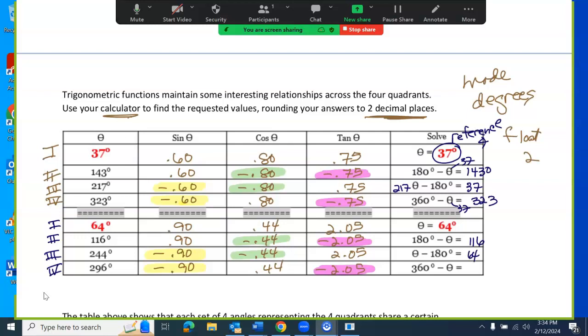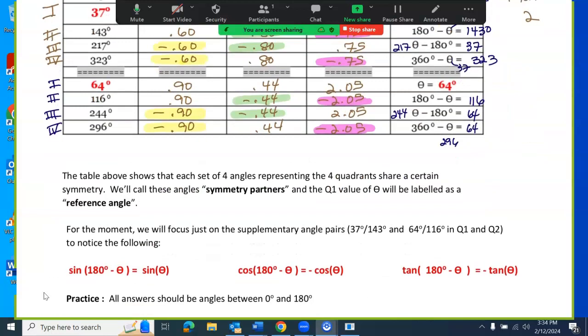Okay, so this is going to be 244, and that is going to be 64 when I remove 296. Now, why is that? So the four angles that we're identifying, like right here and right here, are called symmetry partners. And the value of the angle in the first quadrant is labeled as the reference angle. So let me show you why just with the 37.